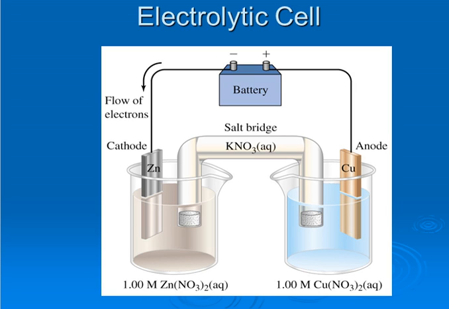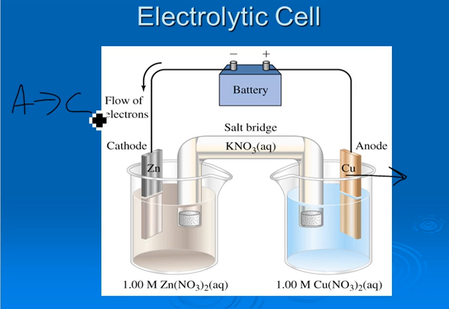Here's another picture of an electrolytic cell. Notice there's a battery. The battery is going to force these electrons to move from the anode to the cathode. Copper is the anode because it's lower on Table J. Zinc is the cathode because it's higher on Table J. Remember, it's the opposite of the voltaic cell. Electrons will still move anode to cathode. It's just that the battery forces the electrons to move.